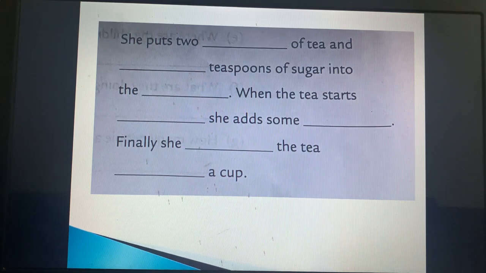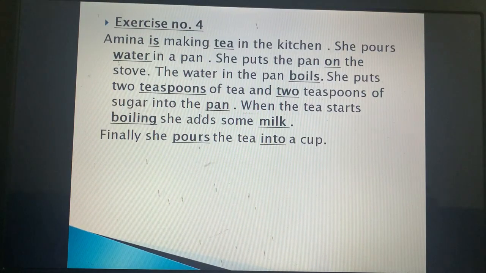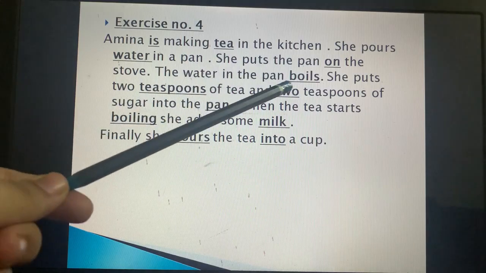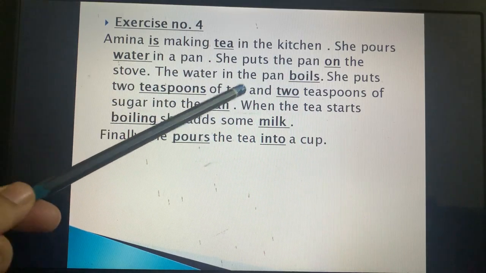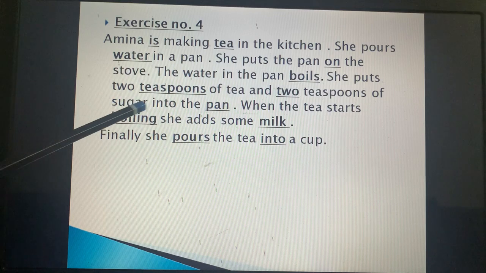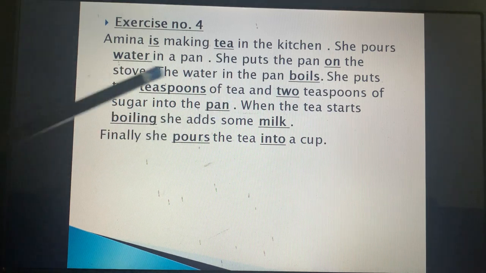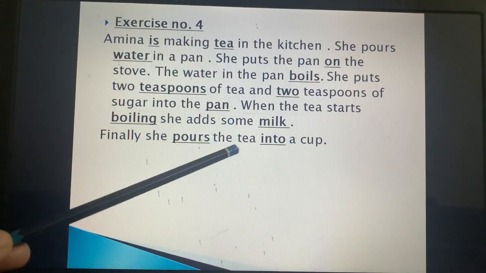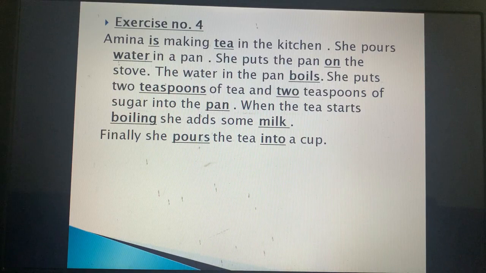So this is all about exercise number 3 and exercise number 4, and these are the answers now. Let us read it. Amina is making tea in the kitchen. She pours water in a pan. She puts the pan on the stove. The water in the pan boils. She puts 2 teaspoons of tea and 2 teaspoons of sugar into the pan. When the tea starts boiling, she adds some milk. Finally, she pours the tea into a cup. This is all about exercise number 4.